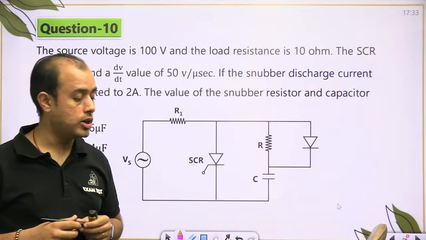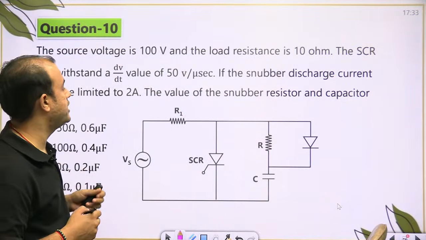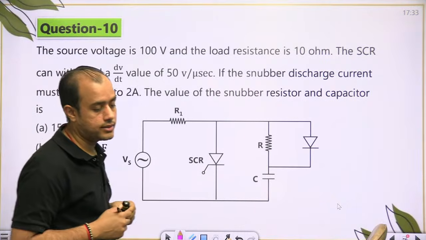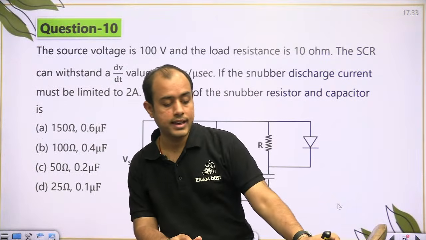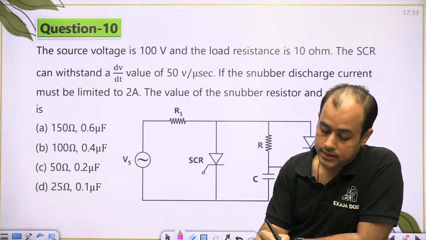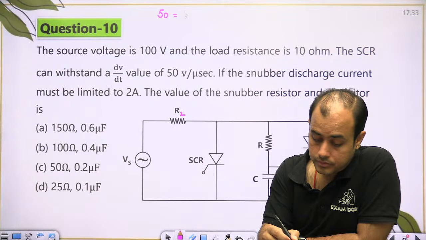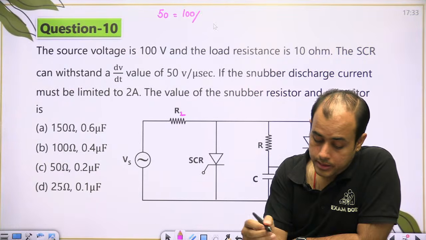नेक्स्ट, the source voltage is 100 volt, load resistance is 10 ohm. It can withstand a value of dV by dt 50. Discharging current is 2. So now beta here you can directly use that this is your load resistance. So 50, 100 by RL.